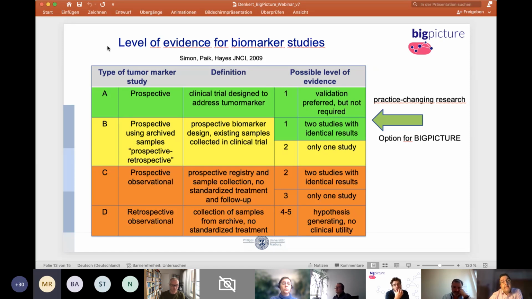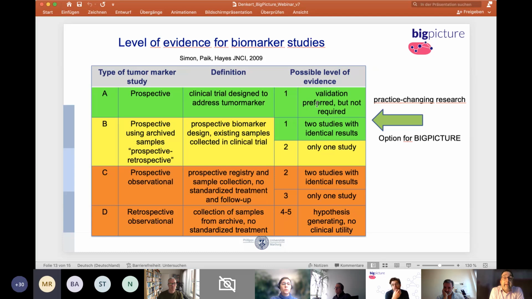So what they defined is a level of evidence, and obviously for a practice-changing research, we would like to have a level of evidence of 1, and this is typically done in a prospective, predefined clinical trial to evaluate a tumor biomarker. And there are examples for those trials, and this is certainly the best way.